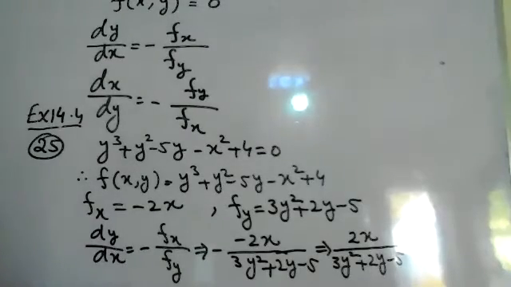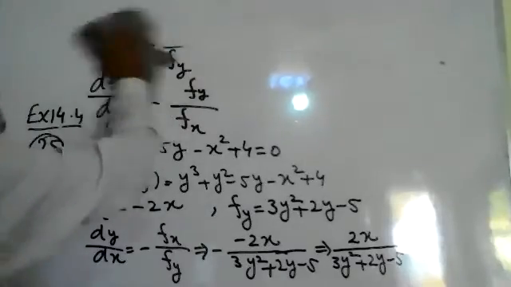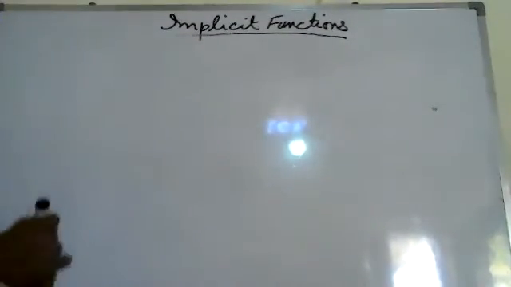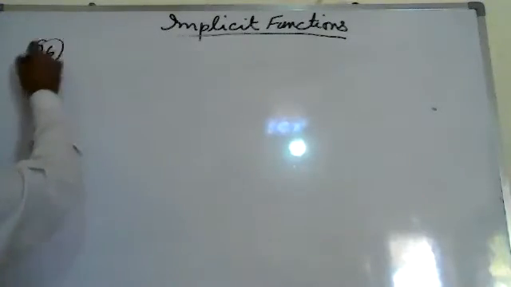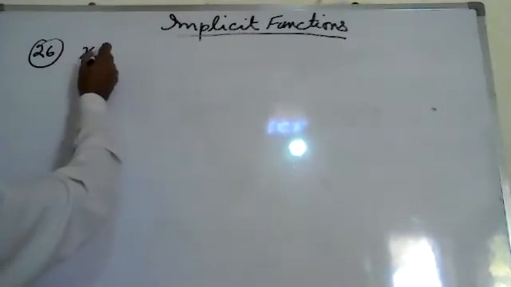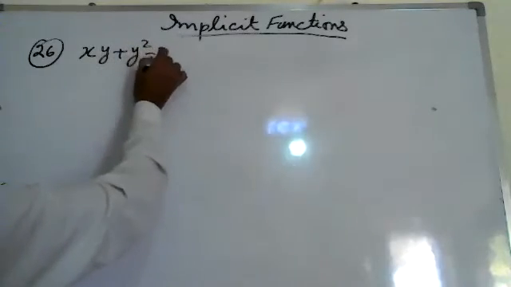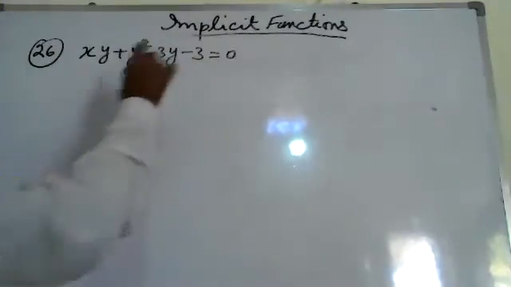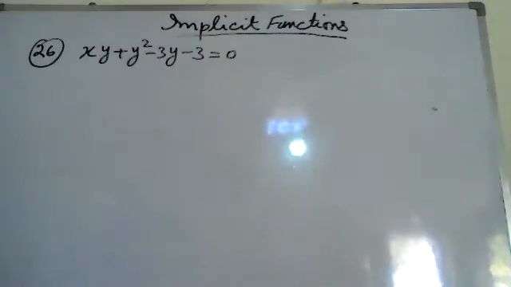Question number 26. xy plus y square minus 3x minus 3 is equal to 0 at minus 1 comma 1.